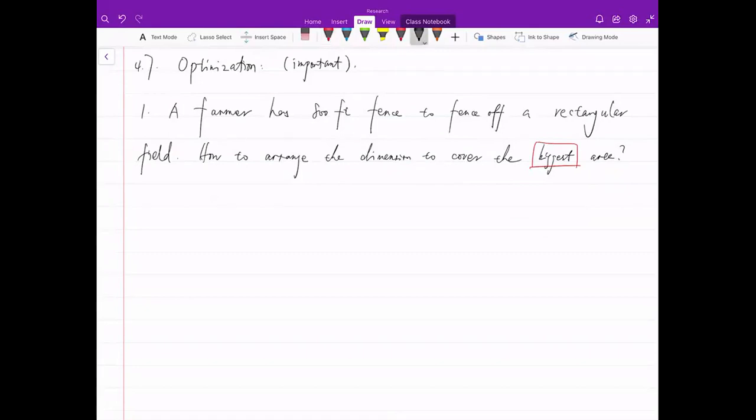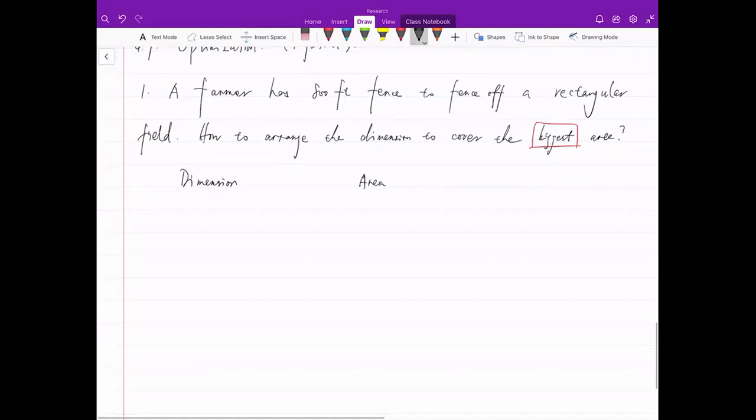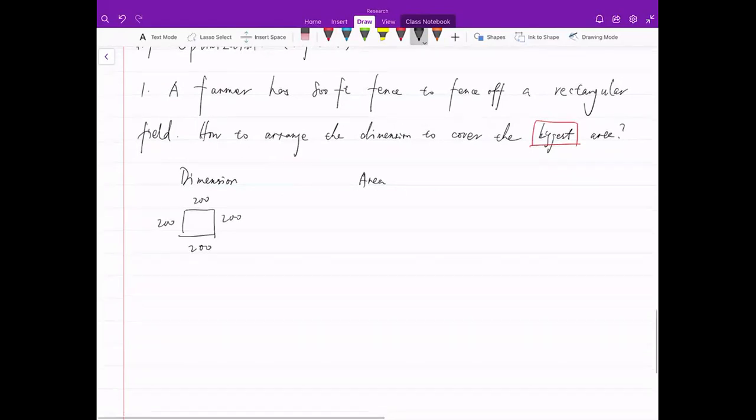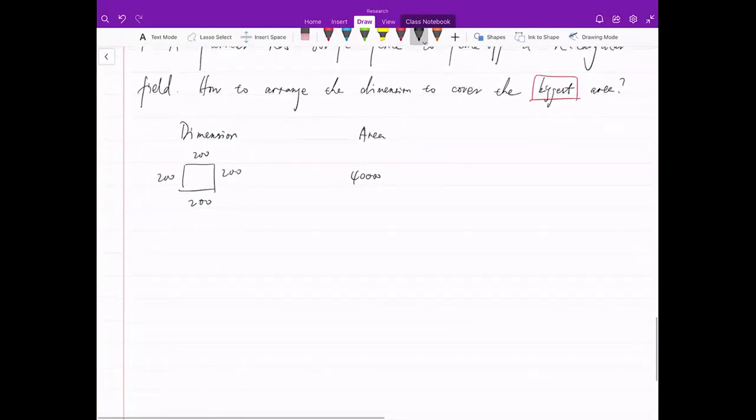What do you mean by that? That means your area is determined by your dimension. Okay, you have 800 fence. You can do something with a rectangle, which is a square. If you do dimension like that, your area is going to be 40,000. If you do arrangement like that, for rectangle, you're going to have 30,000.